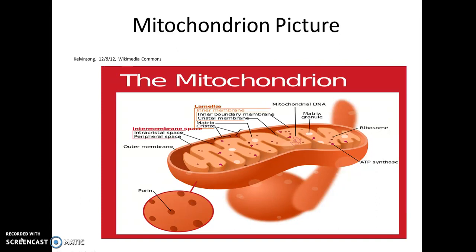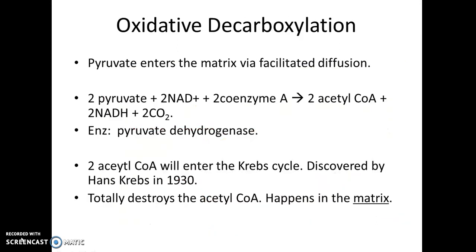This is a slide of the mitochondrion that you should have drawn in your notebook, and now with all the different parts to it. If you haven't gotten it before, pause it and let's see if we can get it down. So we have finished the glycolysis. We have talked about the mitochondria.